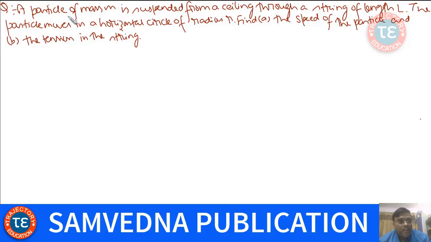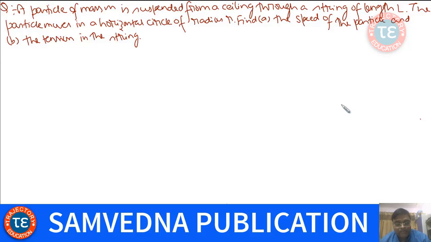See this question. A particle of mass m is suspended from the ceiling through a string of length L. The particle moves in a horizontal circle of radius r. Find the speed of the particle and the tension in the string.